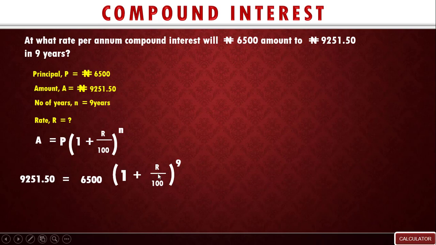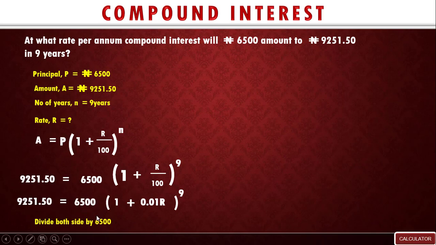Okay, let's change this R over 100 to decimal. So we have something like this, 0.01 R. The next thing to do now is to divide both sides, that's the left hand side and the right hand side, by 6500. The reason why we're doing that is because we want this 6500 to go out of the right hand side. We want it to go to the left hand side. That's the reason why we are dividing through by 6500.